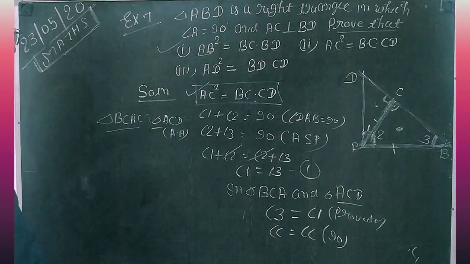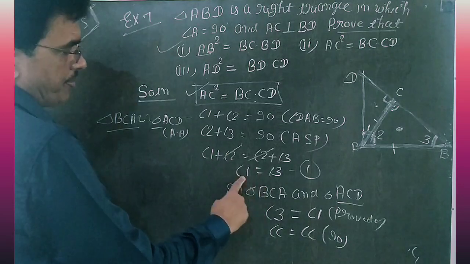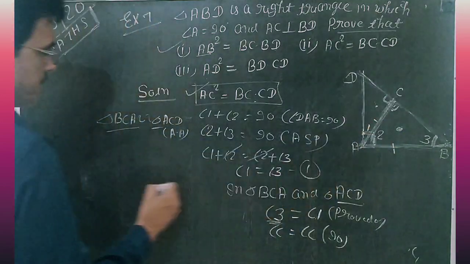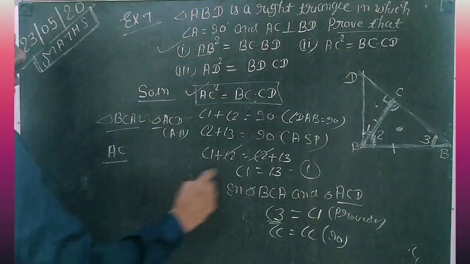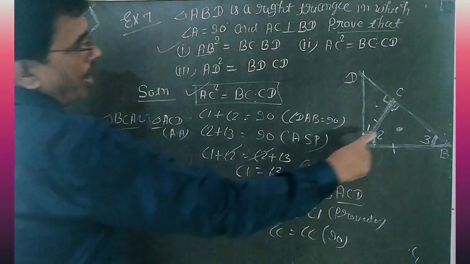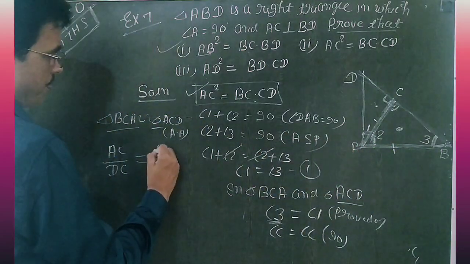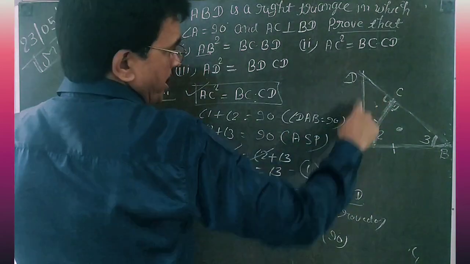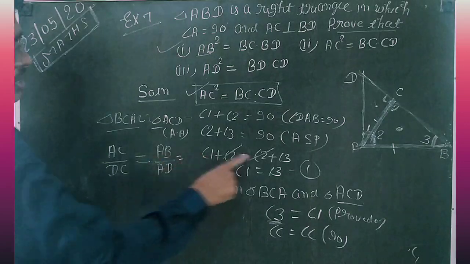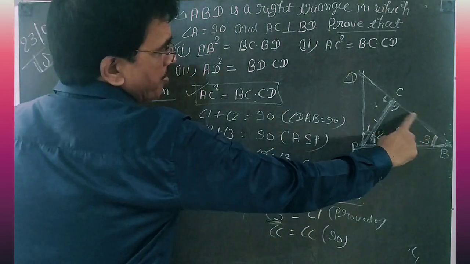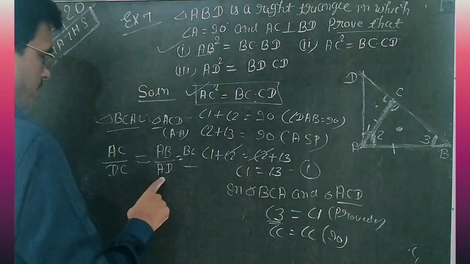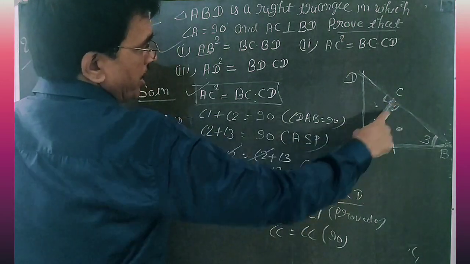Now find the relation between their sides. Angle 3 is equal to angle 1. Opposite of 3 is what? AC. And opposite of 1 is DC. Opposite of C is AB. And opposite of C is AD. What is remaining? You write AC, AB. That's clear. Here remaining is BC. Here you write DC and AD. Clearly remaining is AC.